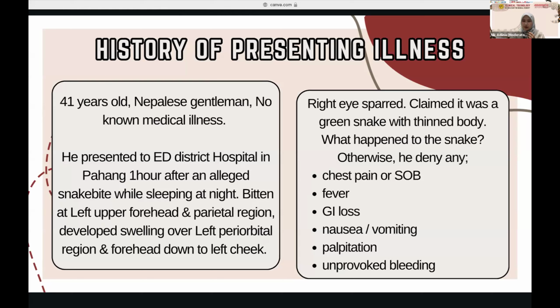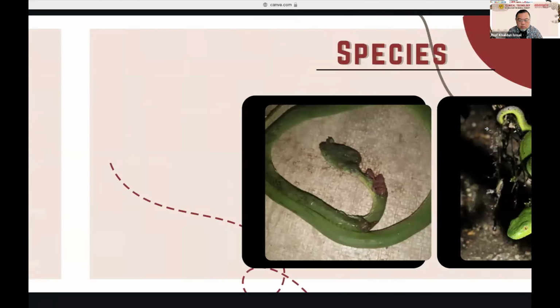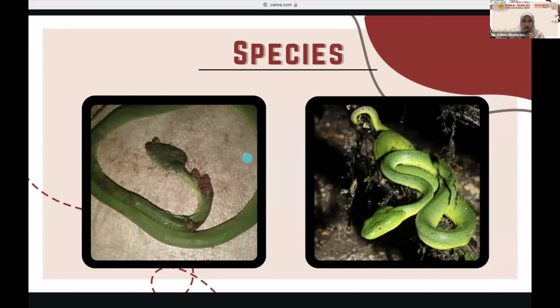At that point of time, he proceeded to kill the snake and then left it at home. Otherwise, he denied any chest pain or shortness of breath. He had no fever, no gastrointestinal loss like diarrhea, no nausea or vomiting, no palpitations, and no unprovoked bleeding. So we have a picture of the snake that he took at home. All right, on the right side is the picture.